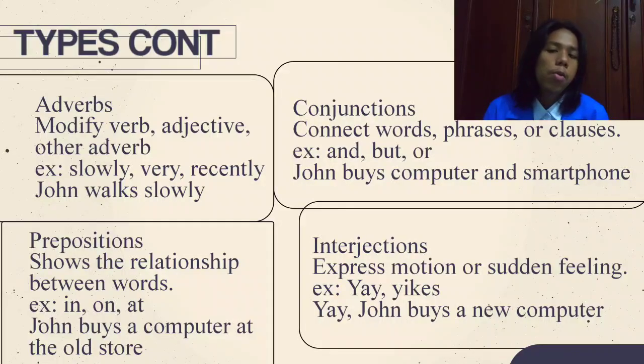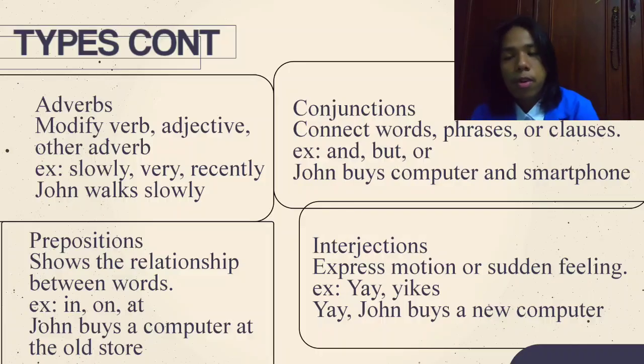Next, we have conjunction. Conjunction is for connecting words, phrases, or clauses. In this example: and, but, and or. As you look at in the sentence, John buys a computer and smartphone, it joins or connects two words, computer and smartphone. So not John buys computer smartphone, but the conjunction here is to connect the computer and smartphone.